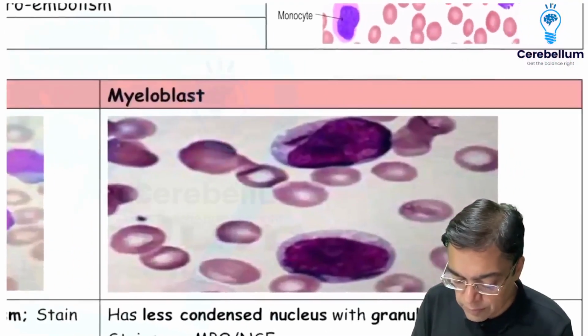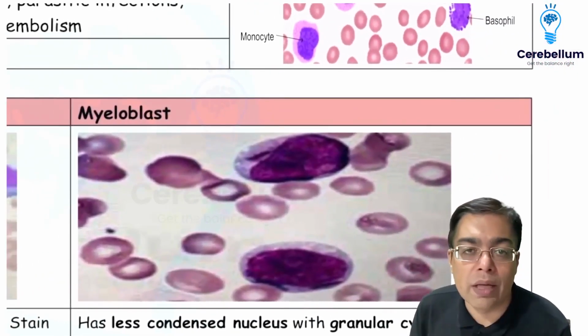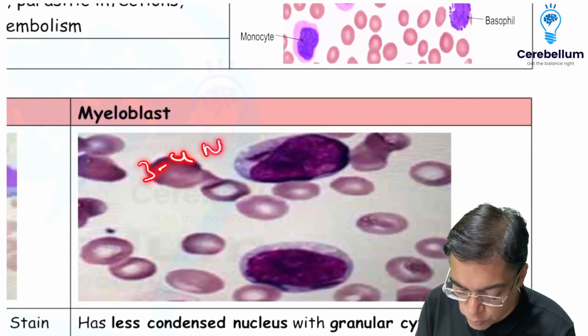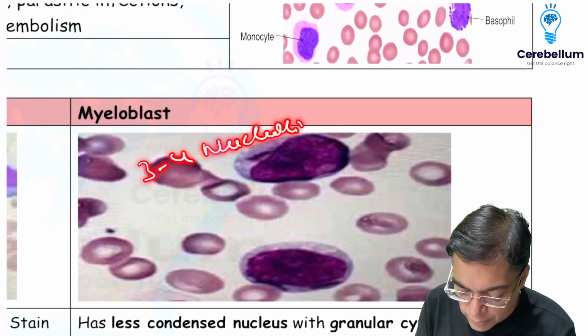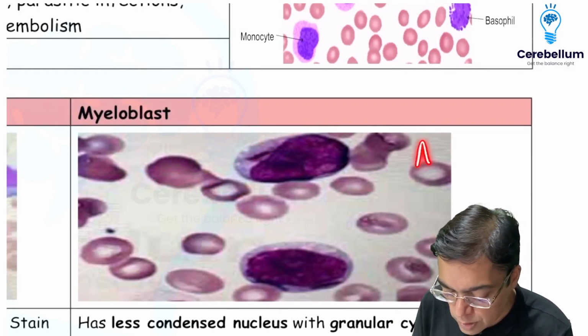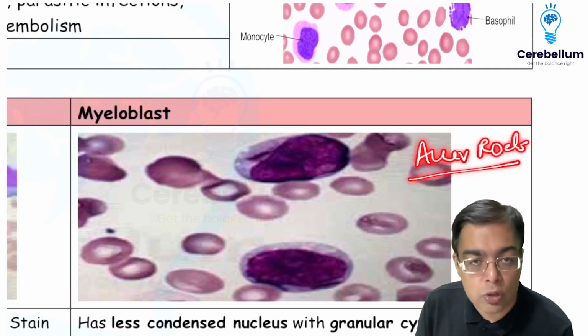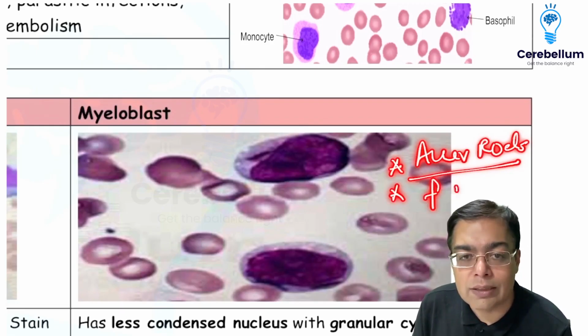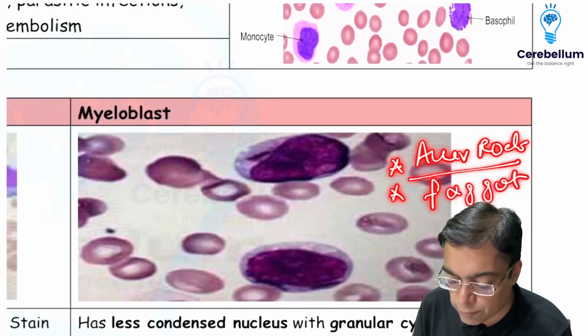On the other hand, the myeloblasts are going to have a less condensed nucleus, so you can make out the presence of 3 to 4 nucleoli over there. And the myeloblast is going to have a granular cytoplasm, which we understand is associated with certain types of terms. One is abnormal azurophilic granules, which are given the name of Auer rods, and you can have multiple Auer rods present in a cell. That's when it is given the name of a faggot cell.